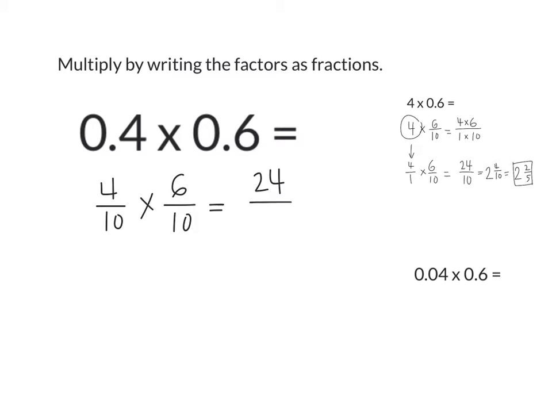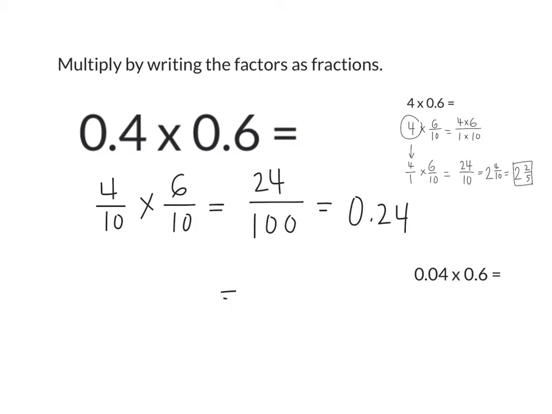24. Good. What factors do I have in the denominator, Subhan? What factors do I have in the denominators? 10 and 10. So when I multiply them, what do I get? 100. So I have 24 hundredths. How could I write that as a decimal? Emily? 0.24. Very good.